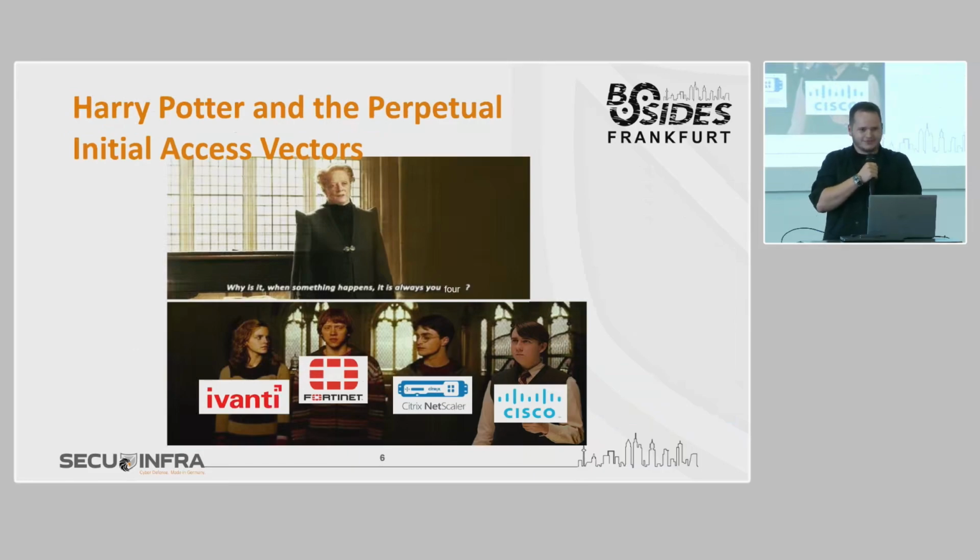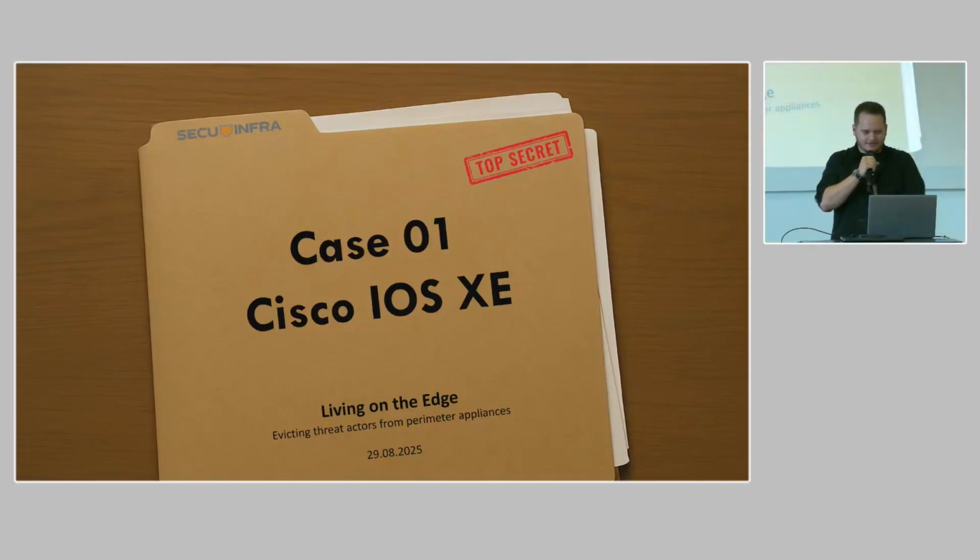Right, so now we come to our four main actors for today. That's Ivanti, Fortinet, Citrix, and Cisco, in no particular order. But somehow most of them are involved in some way if we are called for an incident. So, yeah, let's start off with case one.